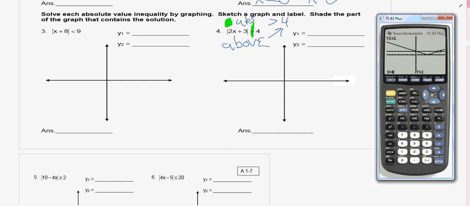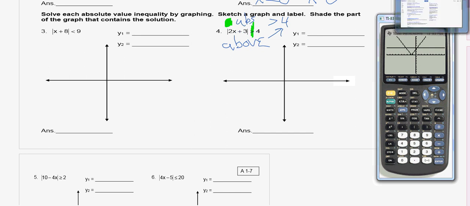So turn the calculator back on, clear out what we just did. Actually, we can just change this part. 2x plus 3, and delete all this other stuff out. And this time we're going to be graphing y equals 4. And you can see the solution is over here. And we need everything that's above this line y equals 4.